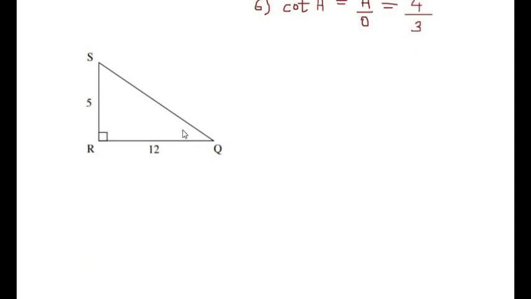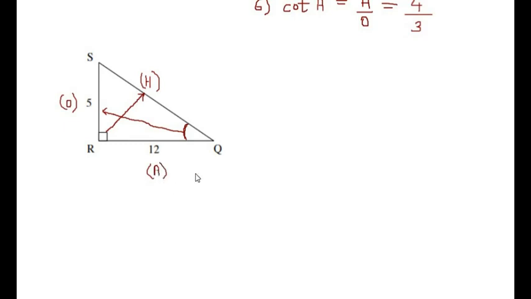Here we can take the angle of concern as Q. So first we will start by marking the hypotenuse. SQ is the side opposite to the 90 degrees, so this is the hypotenuse. 5 is the side opposite to the angle Q, so it becomes the opposite. And 12 becomes the adjacent.